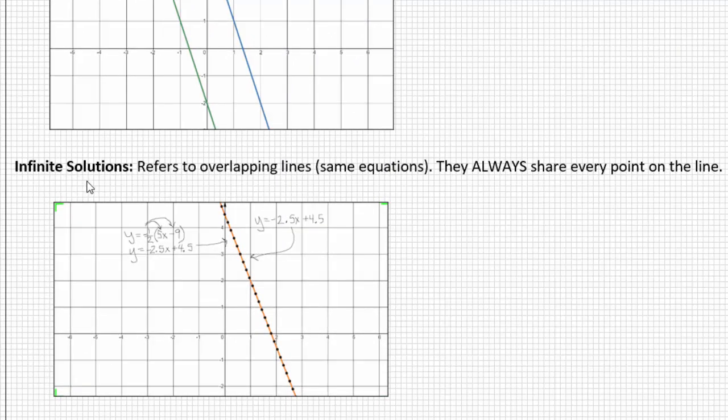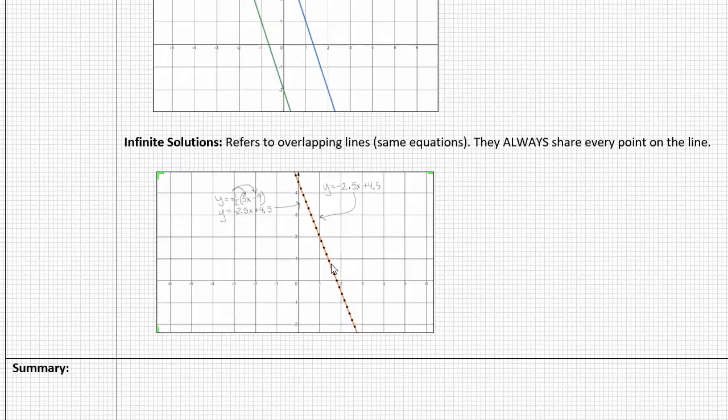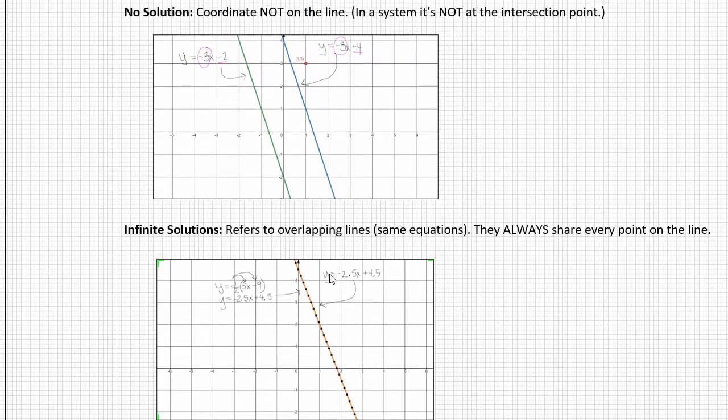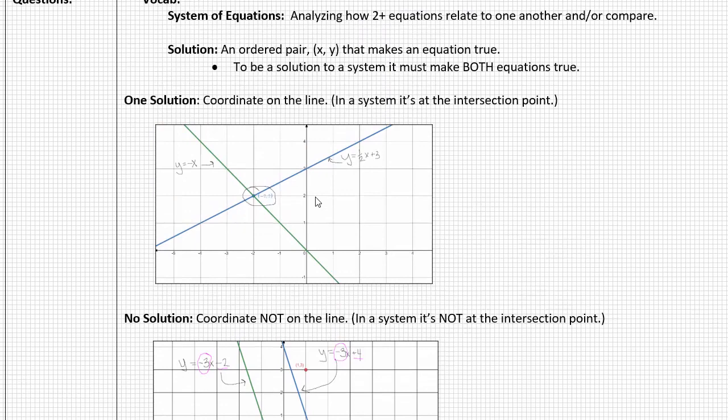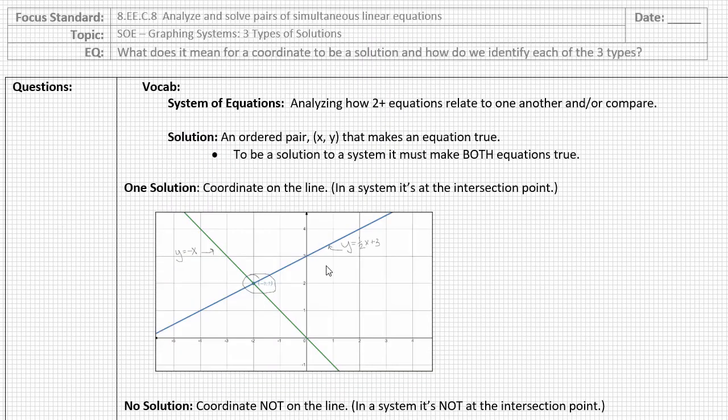So to recap, infinite solutions refers to overlapping lines, meaning you graphed two or more of the same equations, and therefore they always share every point on the line, an infinite number of solutions, as we saw with these two equations. So there you have it. There are the three types of solutions. Please make sure that your notes are complete with accurate graphs that include the x and y axis scale and a summary that answers the essential question in your own words.